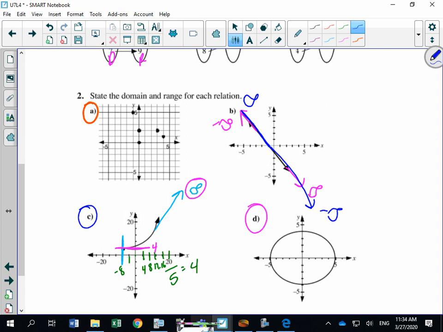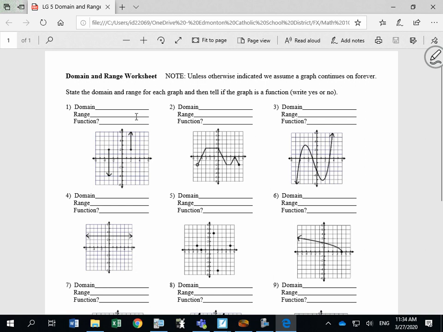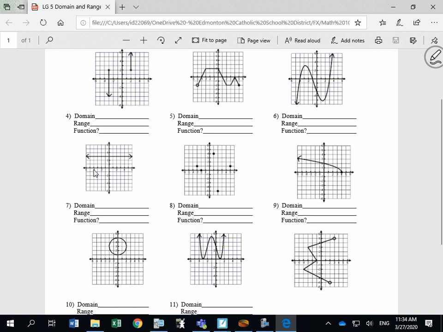The last thing after you're done those questions is you have a worksheet now that I want you to do, and I'll upload this worksheet with the solutions. Cross out question number 1 and cross out question number 4. You don't have to do those. Do every other question, domain and range.